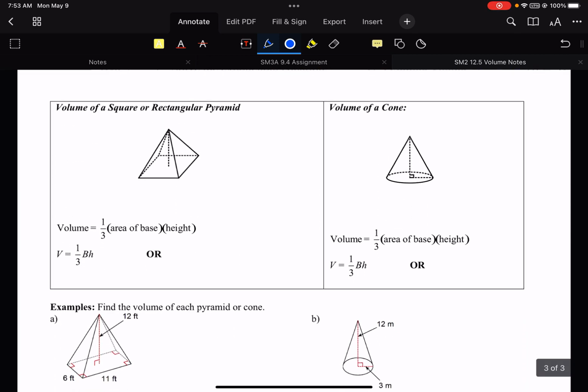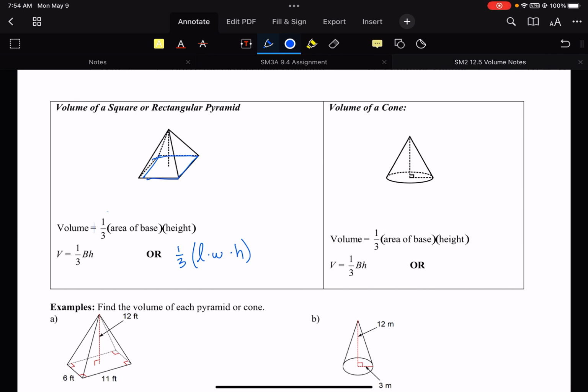Let's do our volumes of pyramids. Okay, when you're looking at a pyramid, it's going to feel pretty similar to finding the volume of a prism, where you're going to do the area of the base times the height, but you're going to multiply it by 1/3. So for example, if I'm finding the volume of a pyramid that has a square or a rectangular base, I'm going to do 1/3 times the area of the base, which would be the length times the width, times the height.